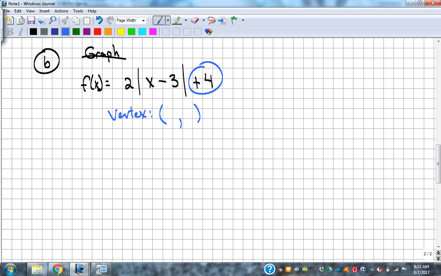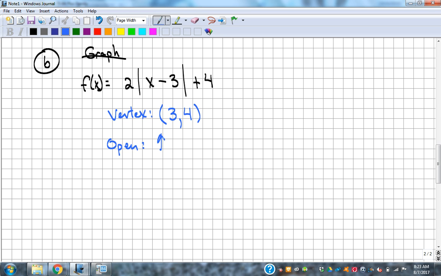Well, I know that the plus 4 tells me that the y value is positive 4. And then the x value won't be negative 3, but positive 3, because remember, it changes signs on the inside. Okay. So the vertex is going to be at (3, 4). Which way is this thing going to open? Up or down? Why? Because that 2 in front is positive. So it's going to open up, and I'm just going to point an arrow up like that. Okay? Those are the things you want to think about.